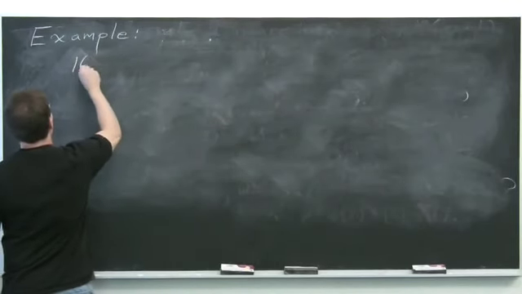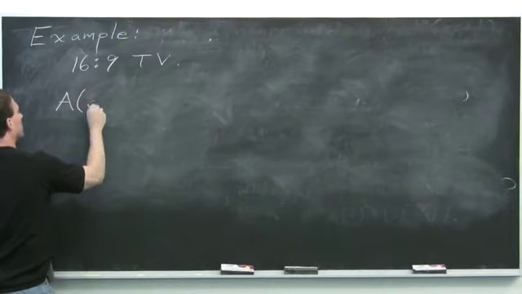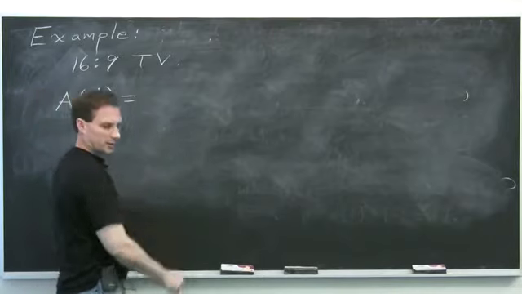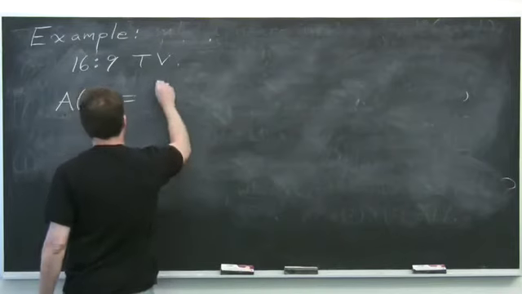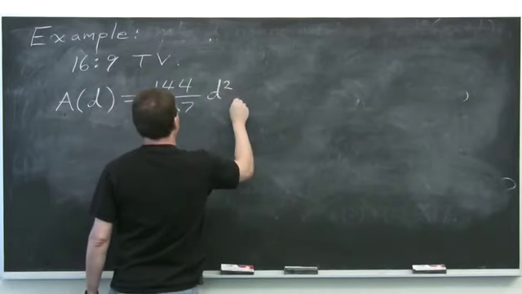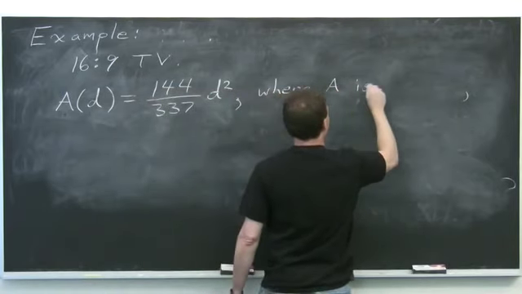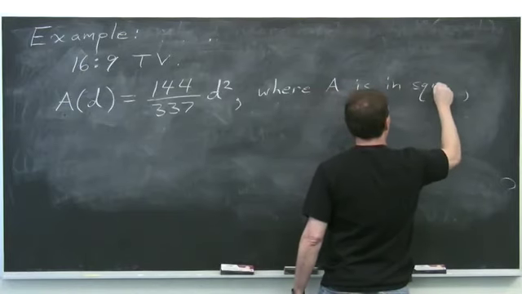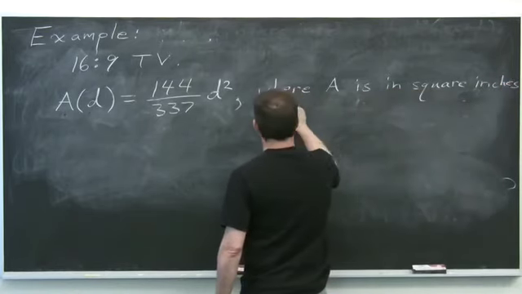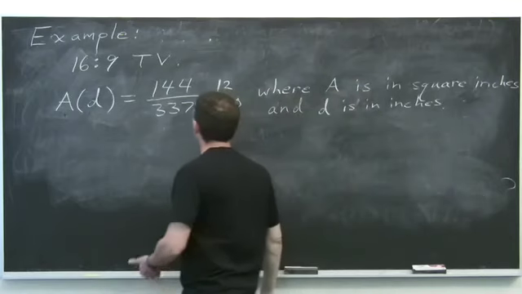So we had a 16 by 9 television. And we determined that the area of such a television as a function of its diagonal length was, actually I have to look up the number, 144 over 337 times d squared, where A is in square inches, and d is in inches. Great.